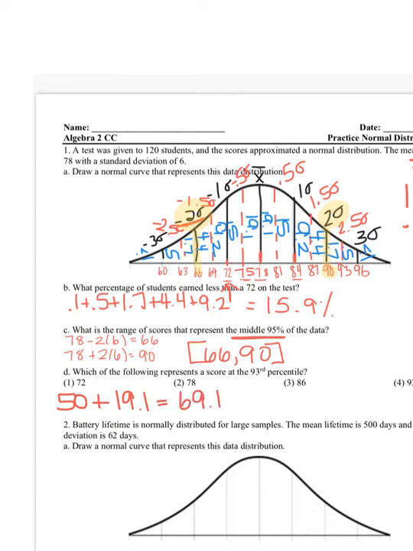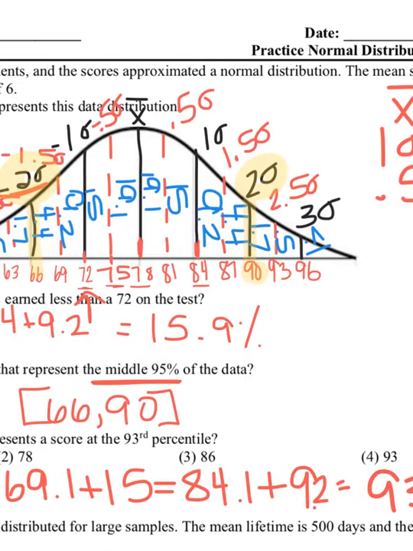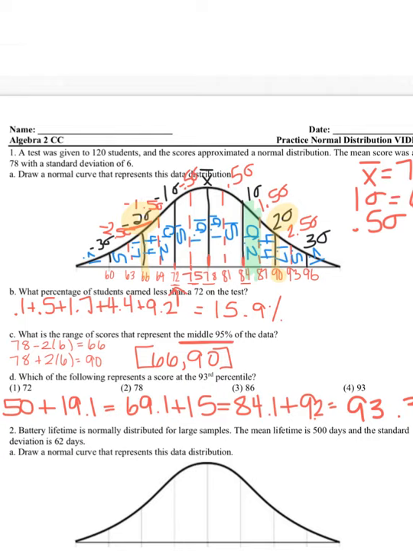So I have to keep going. So after 19.1 would be 15. If I add that, I get 84.1. Still not at the 93rd. And now if I add the next one, it would be 9.2. And then that gives me 93.3 percentile. So I am going to be somewhere in here, okay? So between 84 and 87 would be a fair representation for the 93rd percentile. So my answer is choice 3.